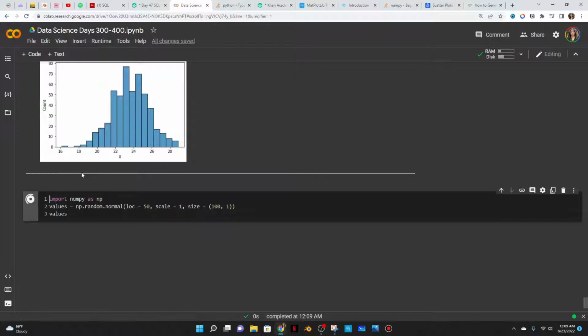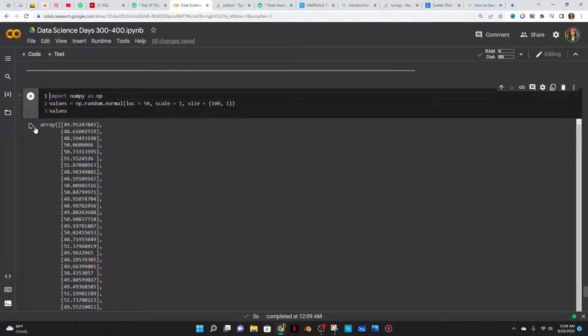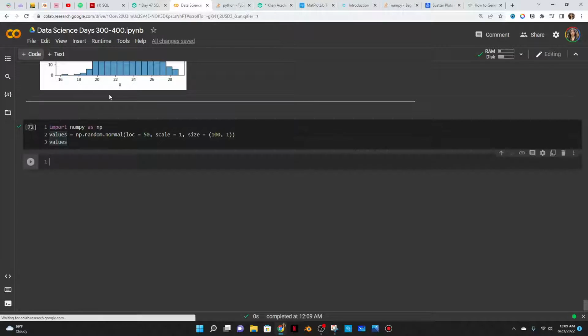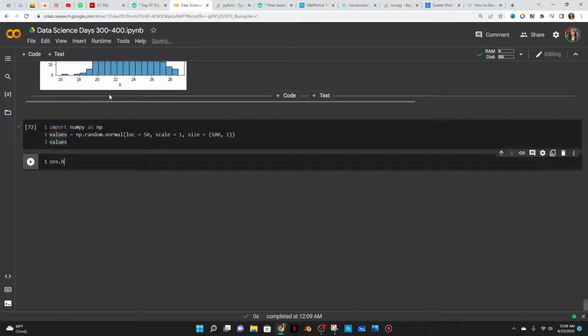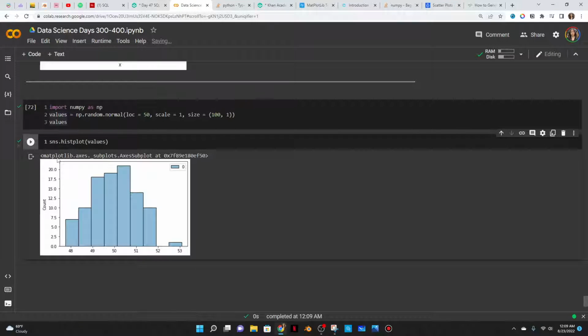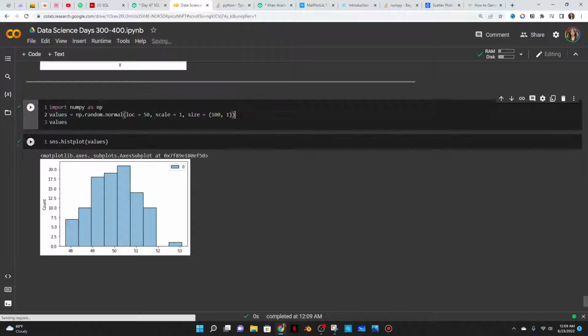Whatever. All right, and that gives me that, which is fine. And then I can do sns.histplot of values. Right. So this is just giving me literally normally distributed data, like 100 points of normally distributed data with a mean of 50 and a standard deviation of 1. And that is how I create a random normal distribution.